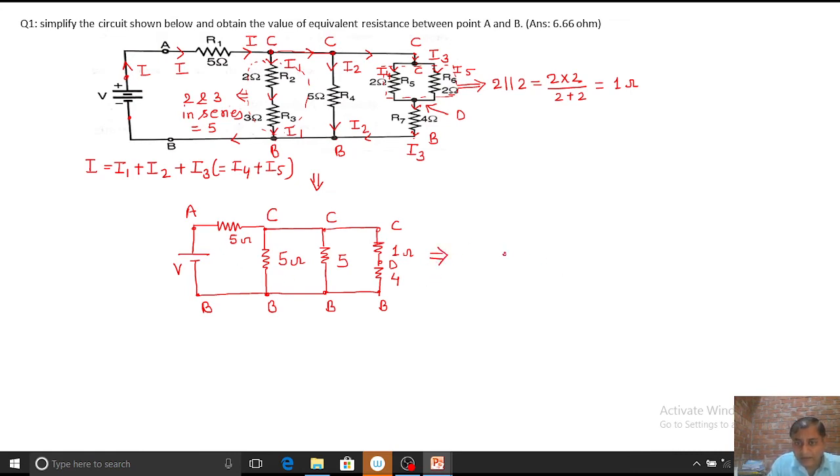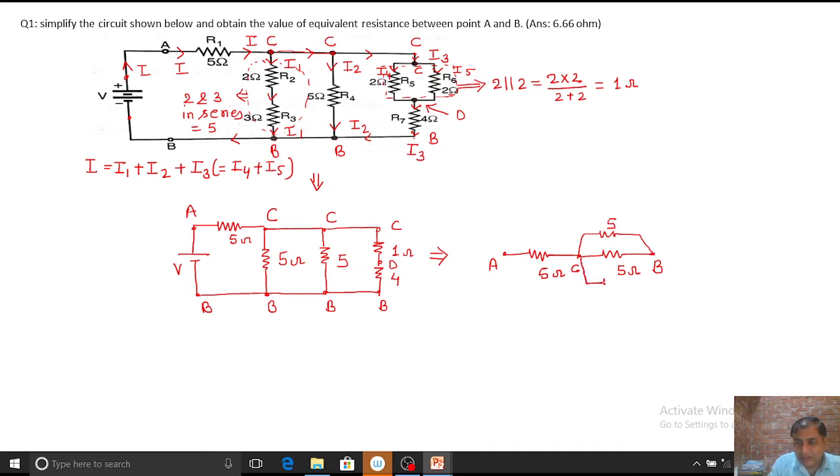A to B: this point is A and this point is B. How much resistance between A to B? A to B, A to C, C to B. So A to C is what? 5 ohm. And C to B is what? This is also 5 ohm. And again C to B is 5 ohm.